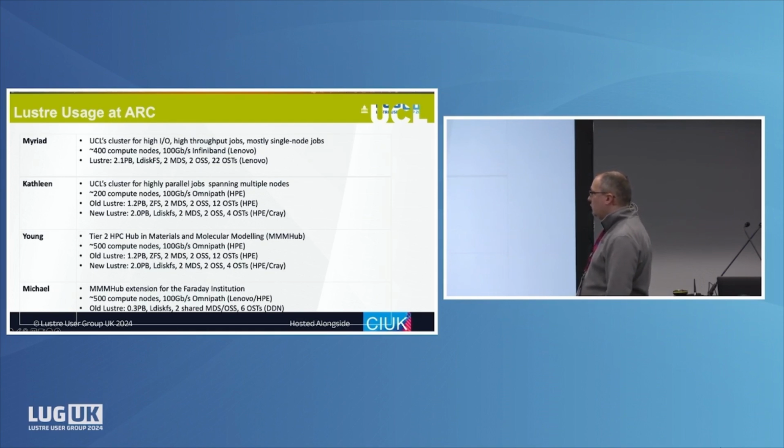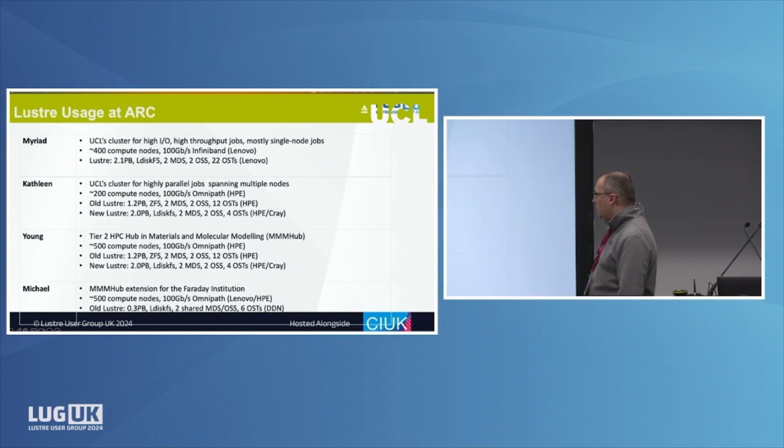Kathleen is our other workhorse for the university. It's a cluster for highly parallel jobs spanning multiple nodes. It's a bit on the smaller side with 200 compute nodes. This one uses 100 gig Omnipath network. And we've recently replaced the Lustre file system, or still in the process of replacing it. The old one is still mounted, so people can access their old data.